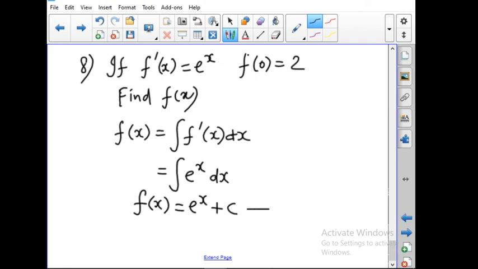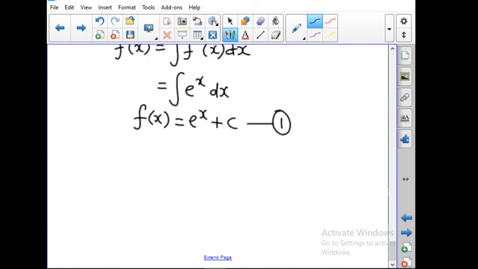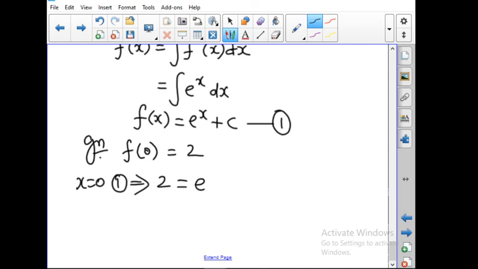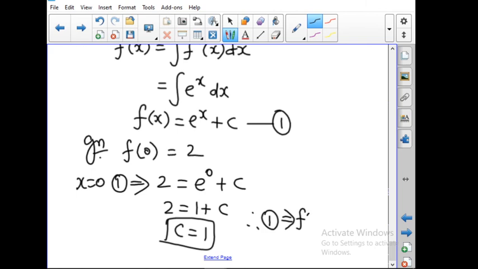okay. Take this as equation number 1. We have to find out what the c value is and write down f(x). Now it is given that f(0) is equal to 2. So substitute x is equal to 0 in 1, which implies f(0), that is 2, is equal to e^0 + c. What is e^0? 1. So 2 = 1 + c. So c is equal to 2 − 1, which is 1. Therefore, equation 1 implies f(x) is equal to e^x + 1. So this is your answer for the question.